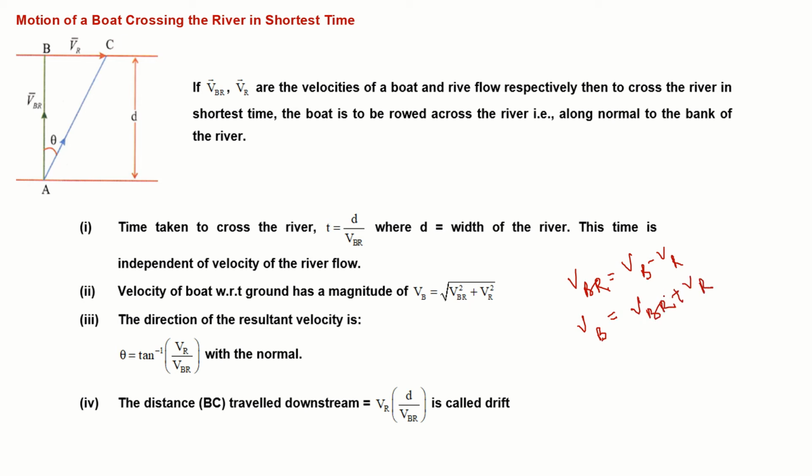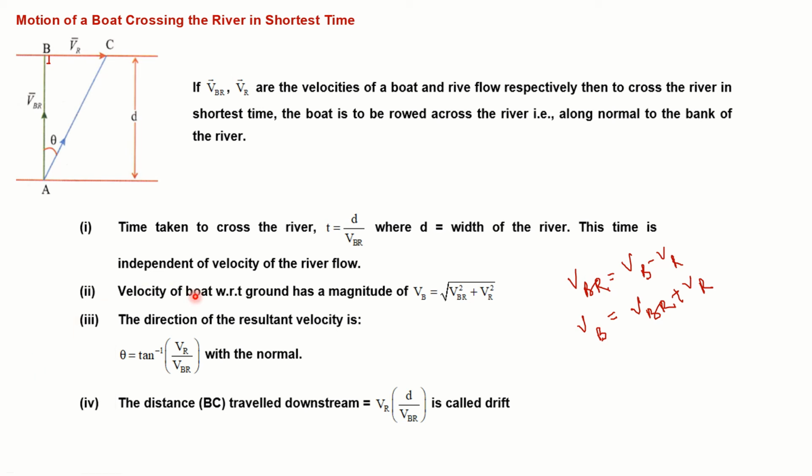Let it be along some direction. When we go for finding the magnitude of the velocity with respect to the ground, I have to take the square root of the sum of squares of VBR and VR. You see, VBR and VR are both acting perpendicular to each other in this case. So the resultant velocity will be the addition of them: square the addition and take the root.